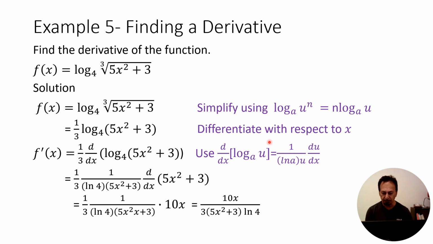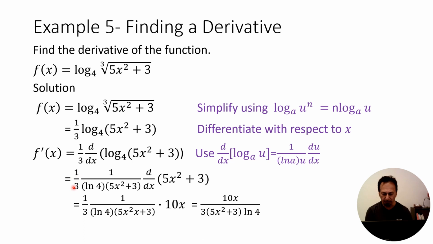Now we differentiate with respect to x. So f of x becomes f prime of x, and this becomes 1/3 d over dx of log of 5x squared plus 3 base 4. Now we apply the formula: d over dx of log of u base a is 1 over natural log of the base times u, times du over dx. So here a is 4.